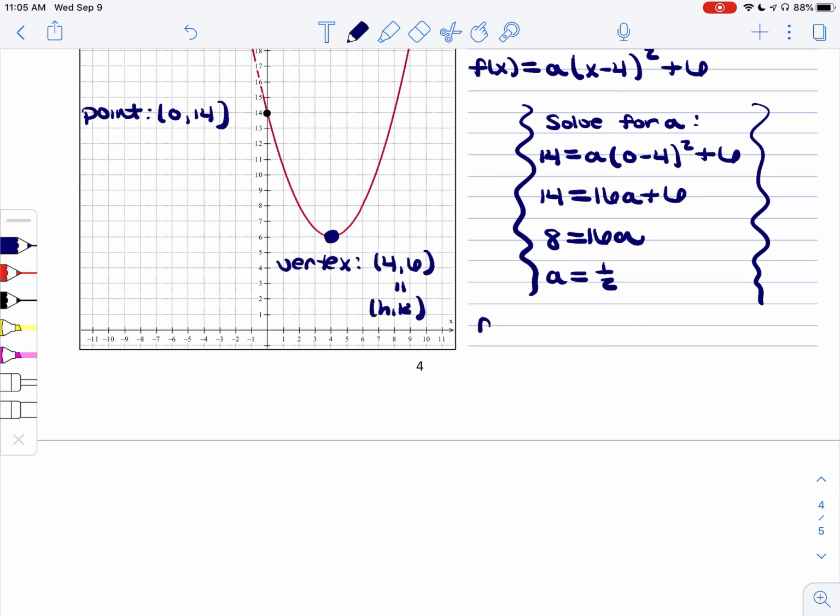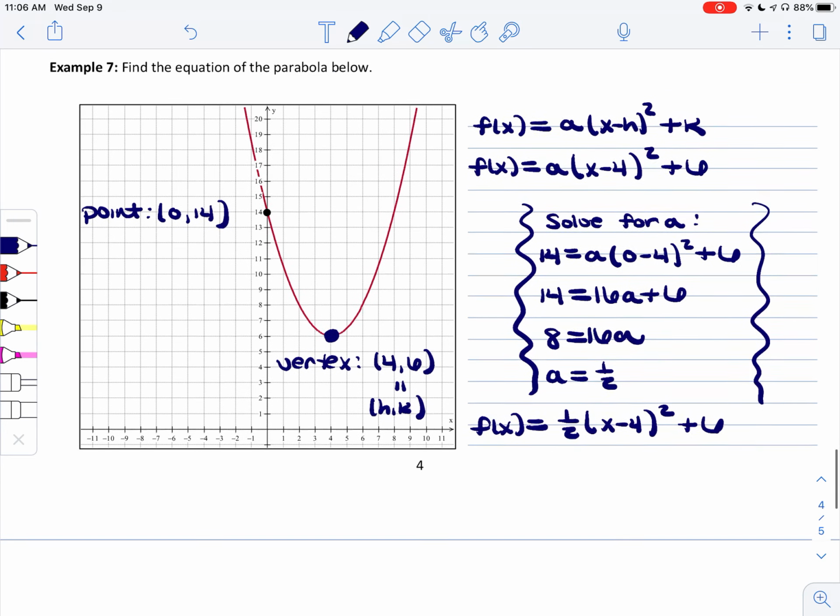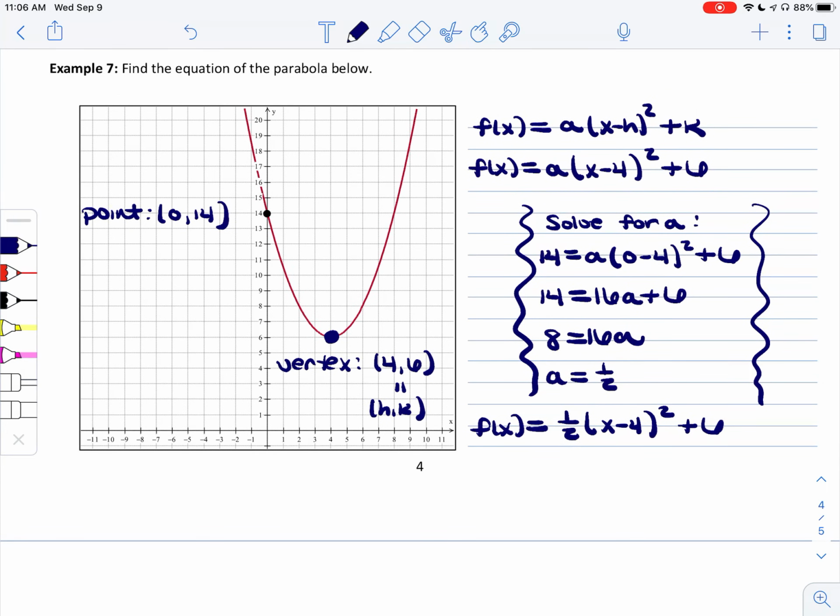All right, so putting it all back together, f of x is equal to 1/2 times x minus 4 quantity squared plus 6. All right, so that is it for our quadratic functions. In the next section, we're going to be looking at applications of these quadratic equations. So look forward to that in the future.